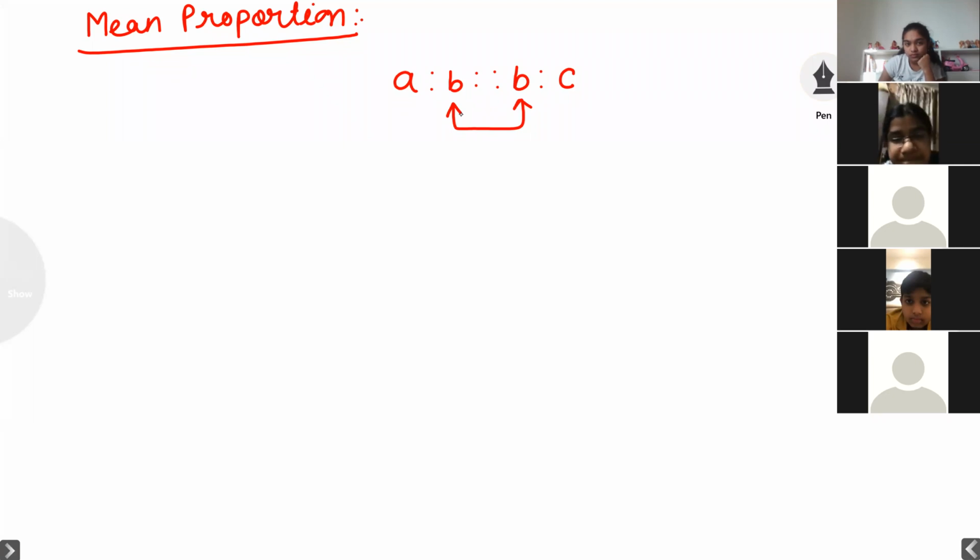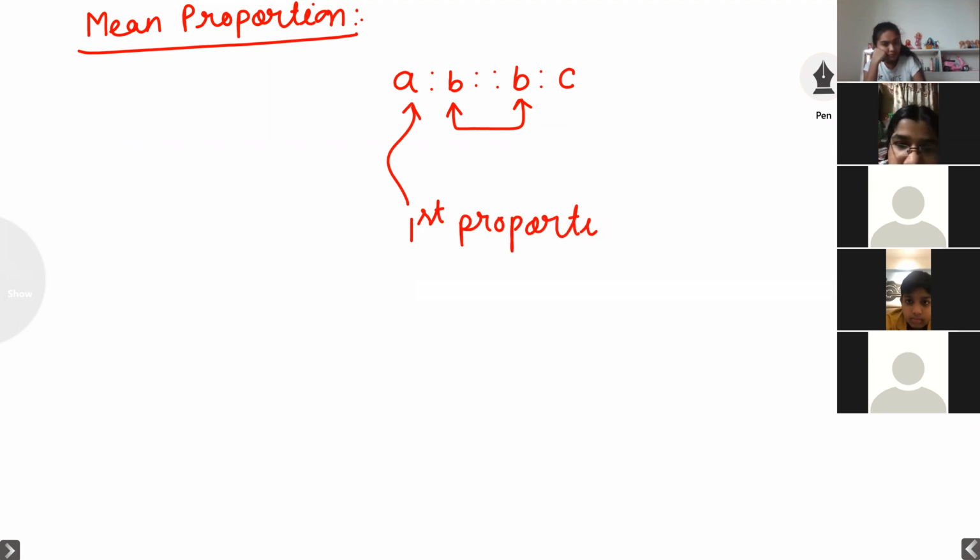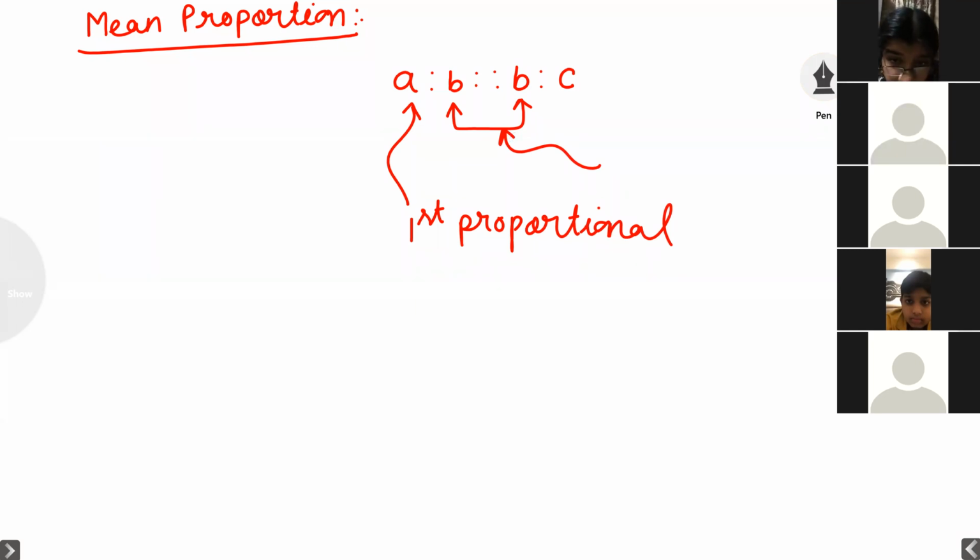Then how to calculate mean proportion? Here A is called first proportion, and B is called mean proportion or continued proportion. Mean means middle term. B is called mean proportion and C is called third proportion.